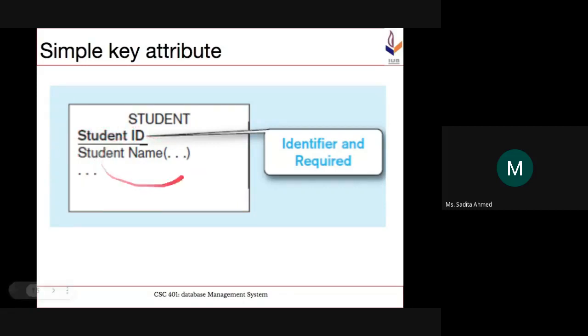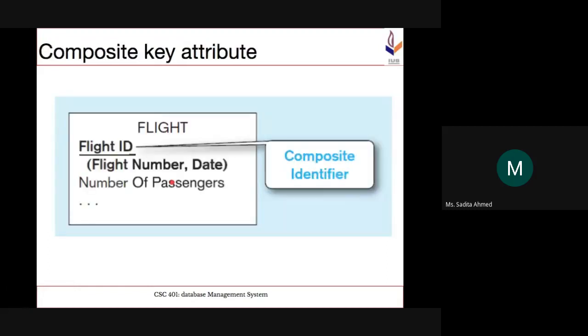What about student name? Is this a simple attribute? It's a composite attribute. How do we know? The parentheses follow. Even though we don't know the content of the parentheses, that is, we don't know what the components are, just because of the parentheses, we can tell that student name is a composite attribute.